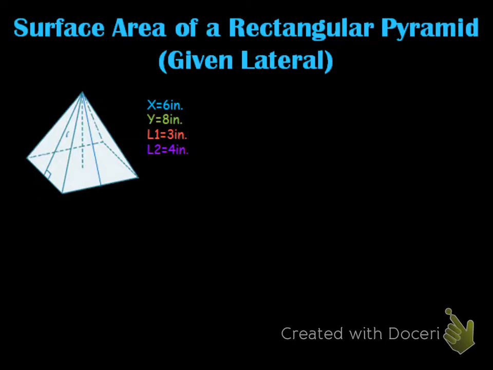Let's solve this problem together. The length equals 6 inches. The width equals 8 inches. Lateral 1 equals 3 inches, and lateral 2 equals 4 inches.